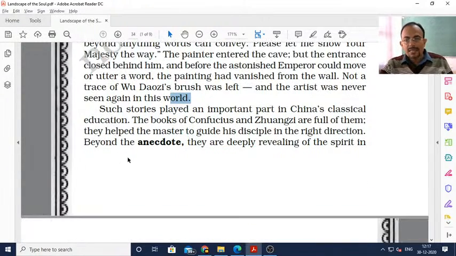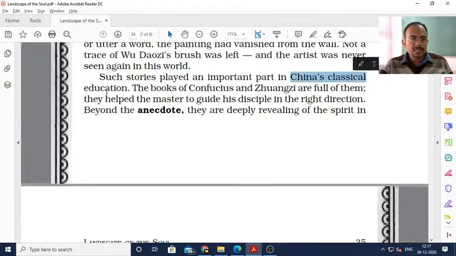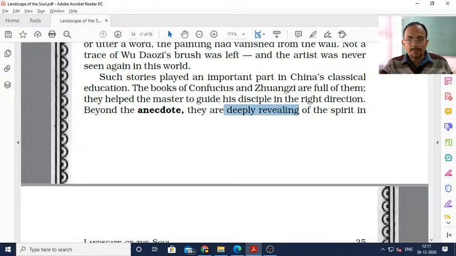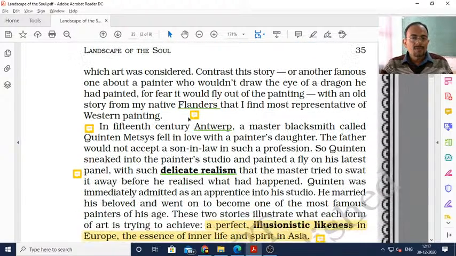Such stories played an important part in China's classical education. The books of Confucius and Zhuangzi are full of them. They help the master to guide his disciple in the right direction. Beyond the anecdote, they are deeply revealing of the spirit in which art was considered.